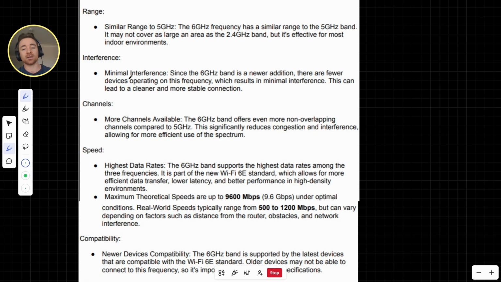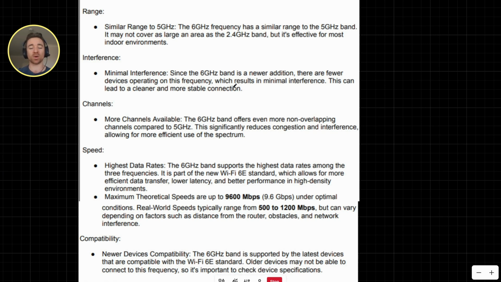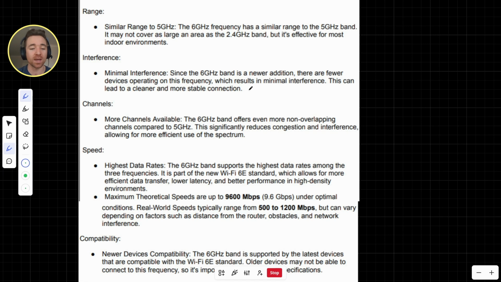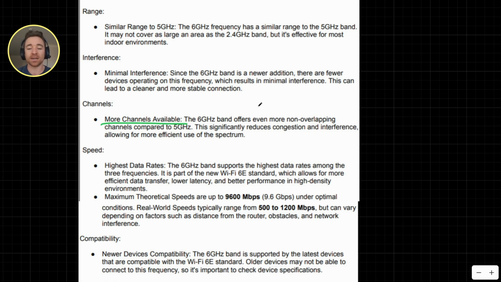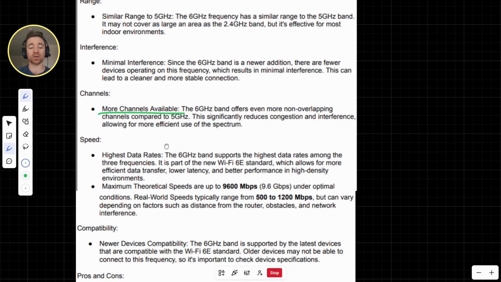Interference, it does have even more of a capability to avoid interference because you've got less devices operating on it. It's quite a new one. A lot of people aren't using 6 gigahertz, and you also have way more channels, even more channels available. So you get that same thing we were talking about for 5 gigahertz, but for 6 gigahertz, you've got even more. So you can really amp it up on the channels and not worry too much about the interference or the network connectivity dropping out.